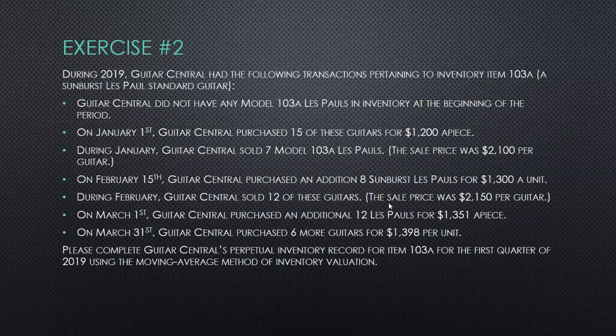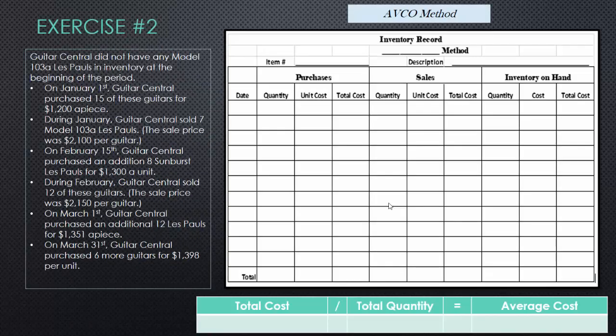Moving on to exercise 2, we're going to use another methodology, which is the moving average or weighted average, or AVCO if you will, method of valuing inventory, and we're going to do it for Guitar Central and one of their inventory items, which is 103A, the Sunburst Les Paul Standard guitar. Again, we have their quantity of beginning inventory and a list of all of their purchases and sales related to this inventory item. But we can track this using an inventory record.